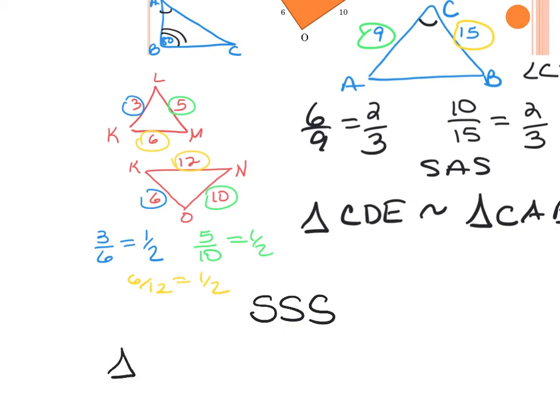We can write a similarity statement. We can say that KLM is similar to triangle. Let's see, we'll go from here. So KL, we're going to go, so KO, is that an O? Yeah, KO, KON.